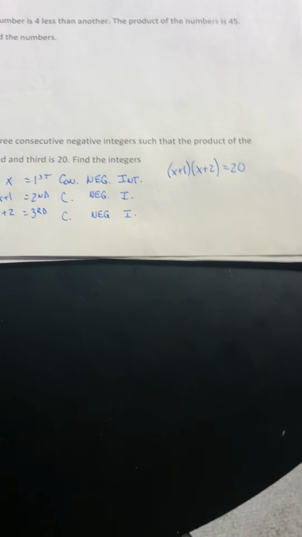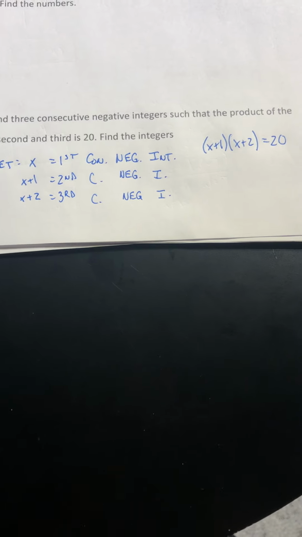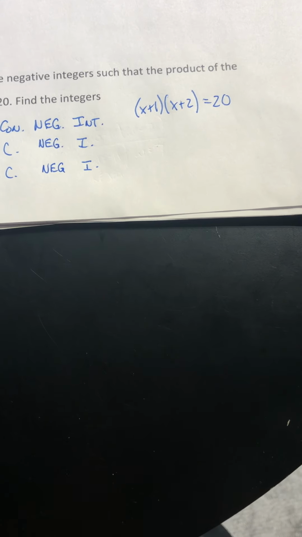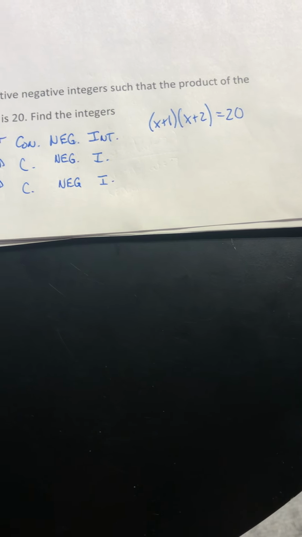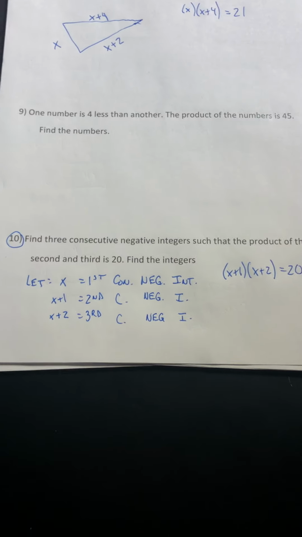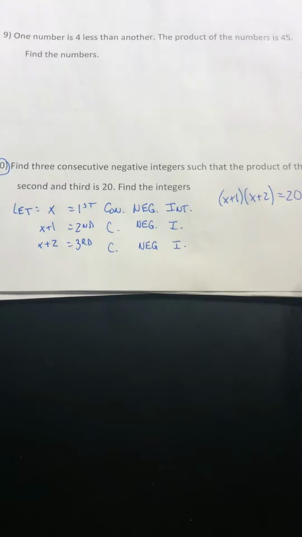So when you're done, this is one you're actually going to have to reject the positive answer. Make sure you FOIL, set everything equal to 0, factor, t-bar, and solve. So you're going to finish number 8, do number 9 on your own, finish number 10, and then you're going to do number 11 on your own as well.